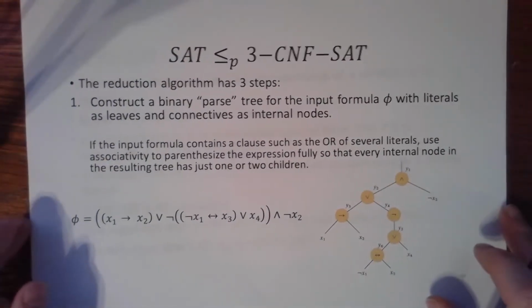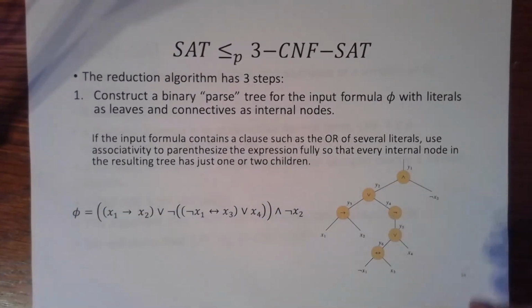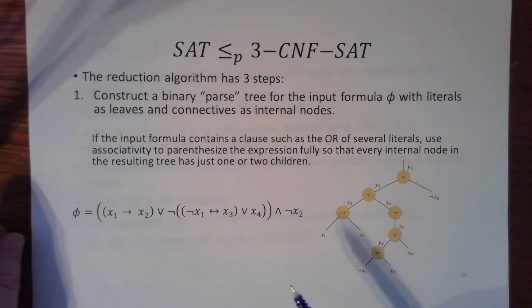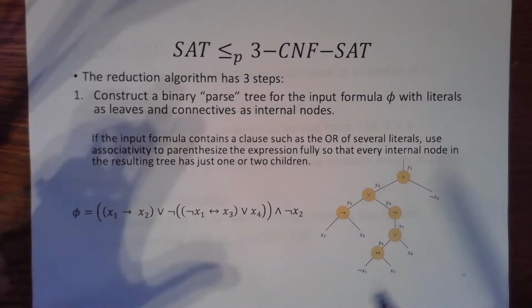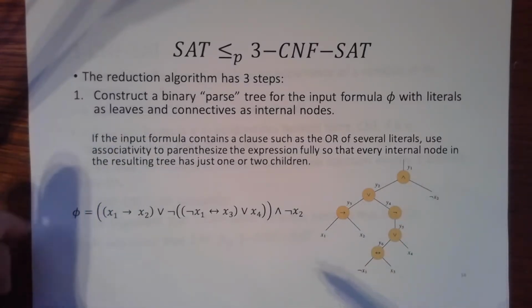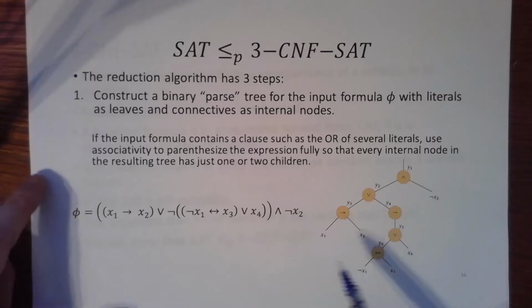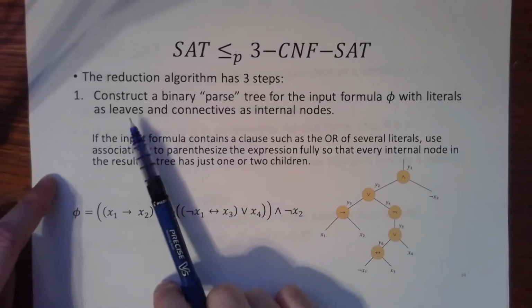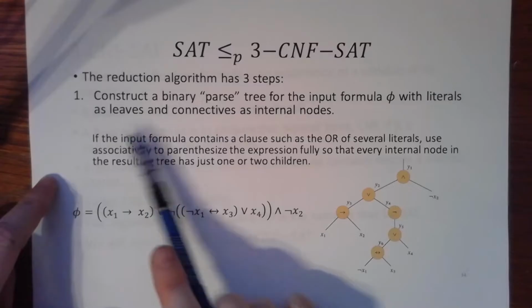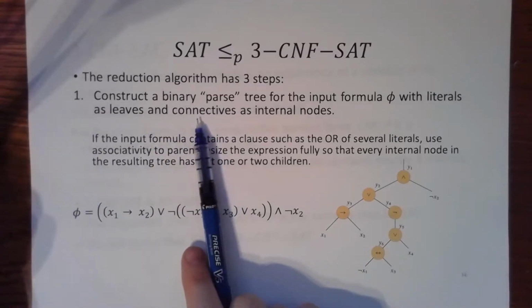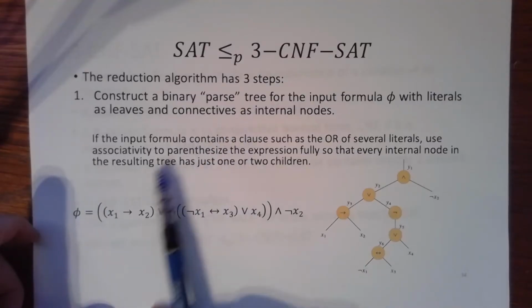The reduction algorithm has 3 steps. The first step of the polynomial time reduction is to construct a binary parse tree for the input formula. All of the leaves of this tree will be the literals, and all of the connectives, all of the logic functions, will be our internal nodes.